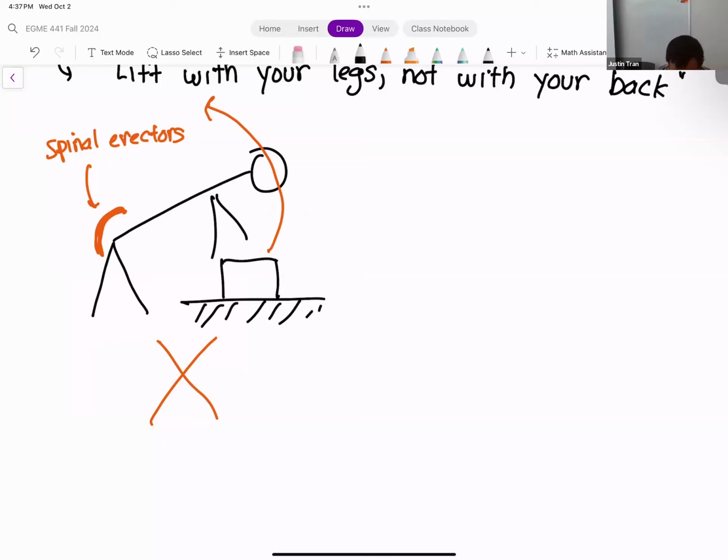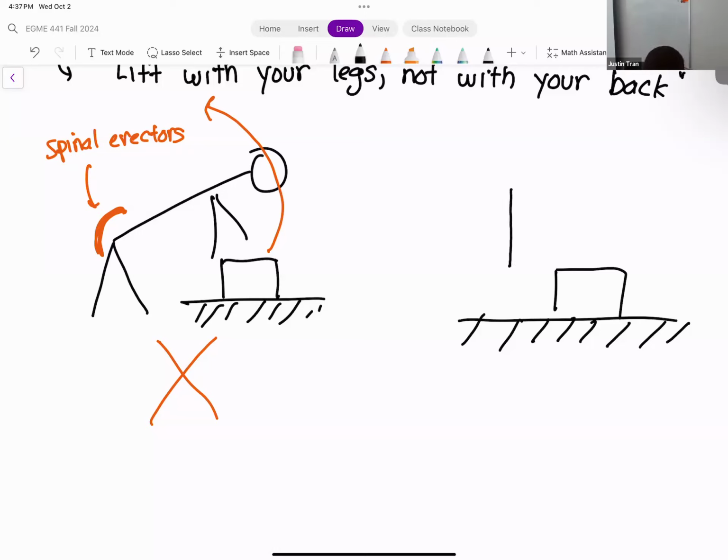And so the general technique that people recommend, so let's say that we have our load here again, is to try to get as close as you can to the load that you're picking up. Bend downwards at your legs. Try to maintain a straight back. Okay. And then lift it up that way while maintaining your back posture straight.